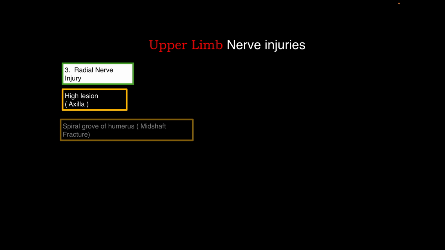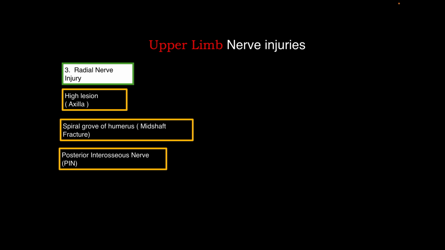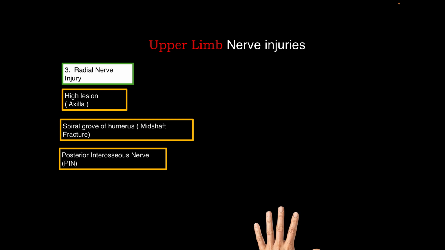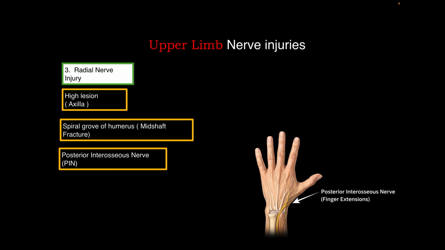And next, let's talk about radial nerve injury. Radial nerve injury takes place at three different sites, which are high lesion at the axilla, injury at the spiral groove of the humerus, which is commonly due to mid-shaft fracture of the humerus, and injury to the posterior interosseous nerve, PIN in short form. It is a deep motor branch of the radial nerve which controls the muscles to extend the fingers and thumb.